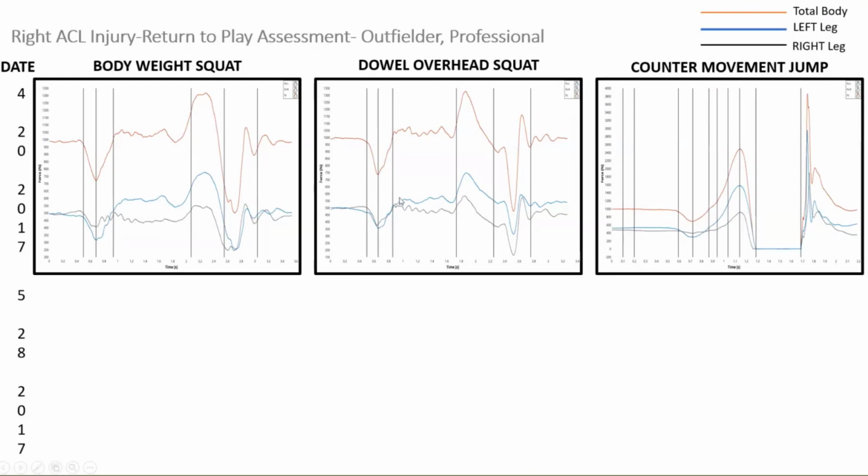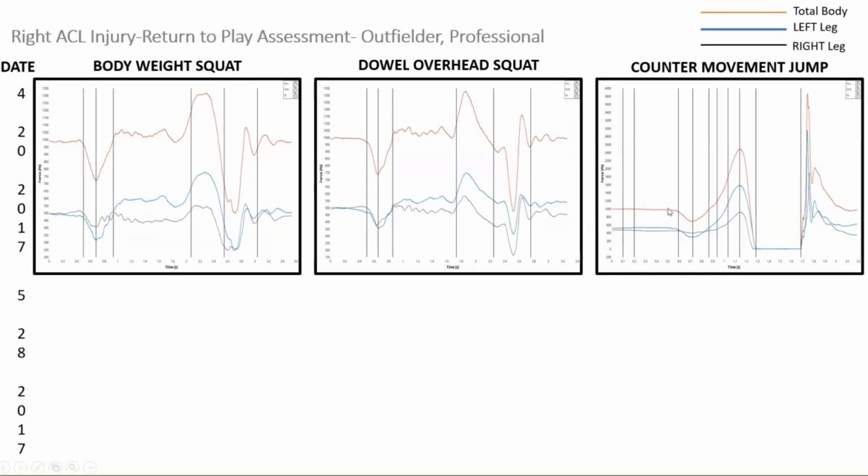We got an overhead squat with a dowel. As you can see, the right leg is just not having it. The little bumps right there, you see those tremors? That's an instability on that side. So when you put the hands over the head, it gets even more unstable and has an even longer time breaking.